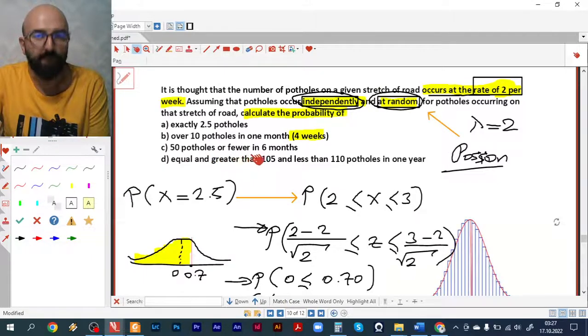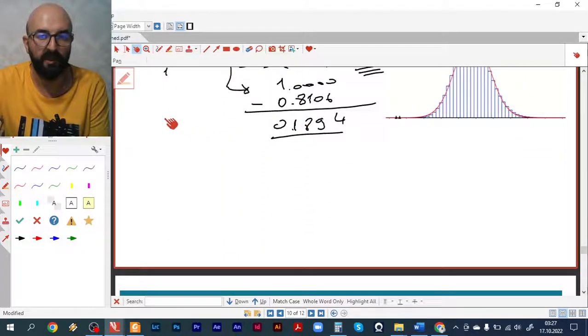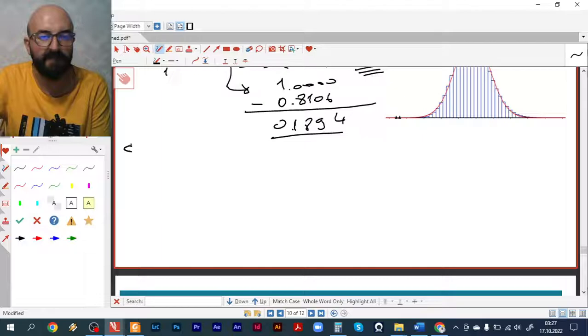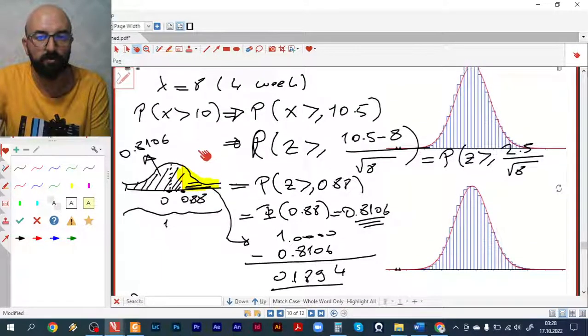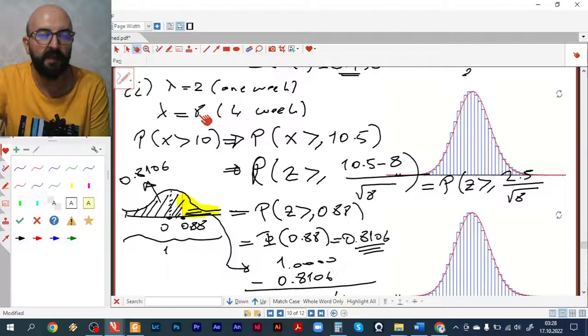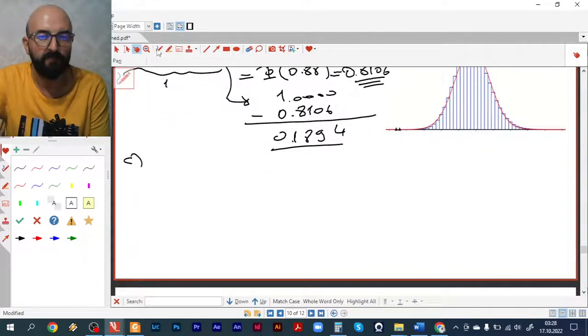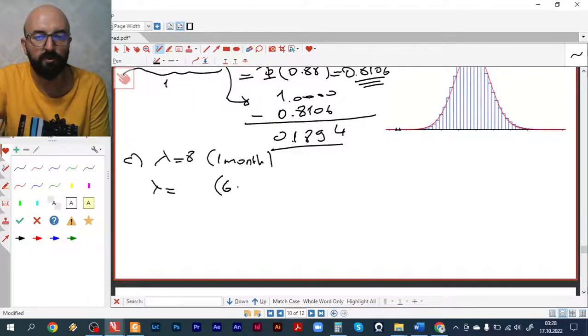The other problem: 50 platelets or fewer in 6 months. Please remember that for 1 month, lambda was 8. But we should find it for 6 months.